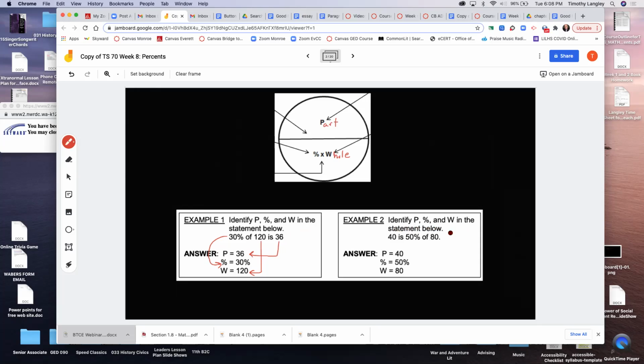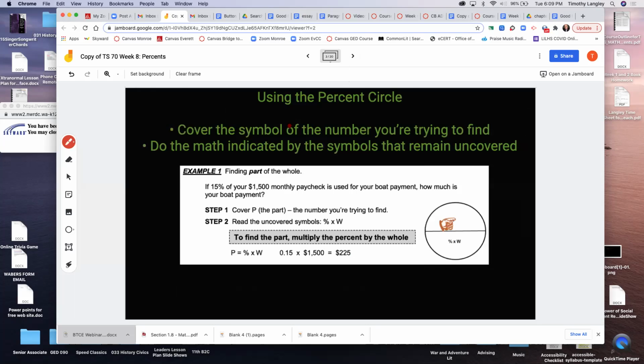Let's look at my next example. Identify the part, percent, and whole in the statement below. 40 is 50% of 80. Okay. 40 is the part. Okay. That's my part here. We're given a percent. There's my percent, and 80 happens to be, in this case, the whole. Okay. So we're just kind of familiarizing you. Again, don't worry about copying this page, but just getting used to what it means when it says the part. This is a circle here, the part, and you put the percent and then the whole there to figure out how to calculate percentages. Okay.